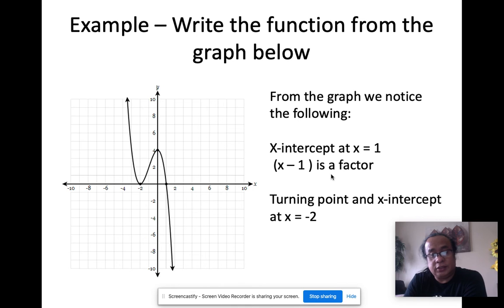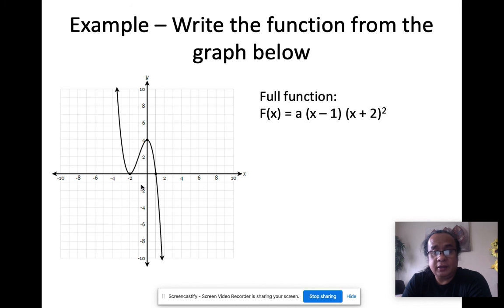Also, there's a turning point and an x-intercept at x equals negative 2, right? So here, which means if it's a turning point and it's an x-intercept, it's a square factor. So it's going to be x plus 2 quantity squared is a factor, okay? So if I combine those two, because you already have the following properties, the full function for this graph is this. We don't know what a is, okay? It's a times x minus 1 times x plus 2 quantity squared. But we need to know what a is, okay?